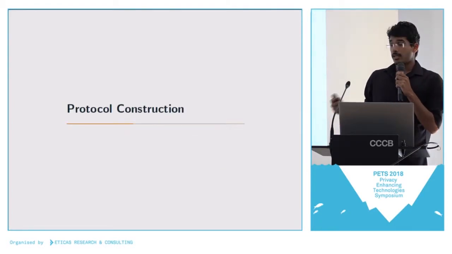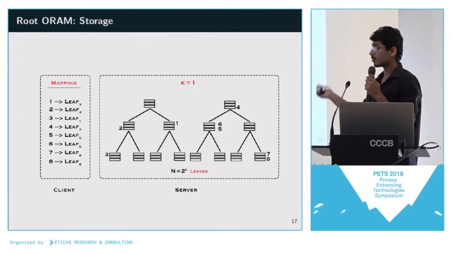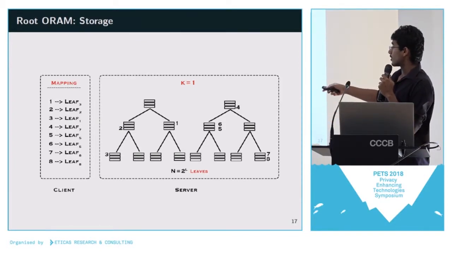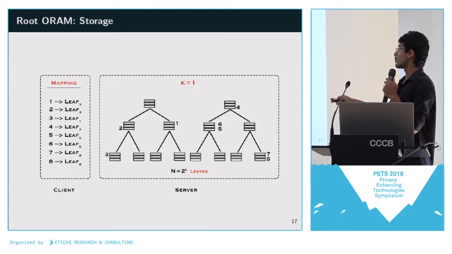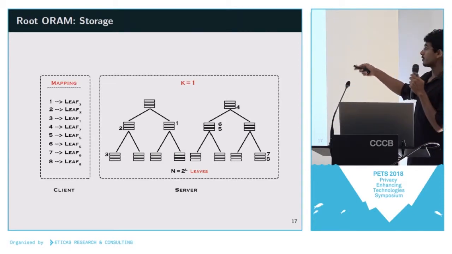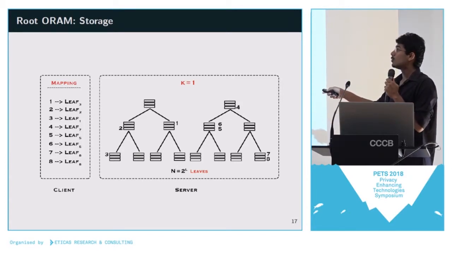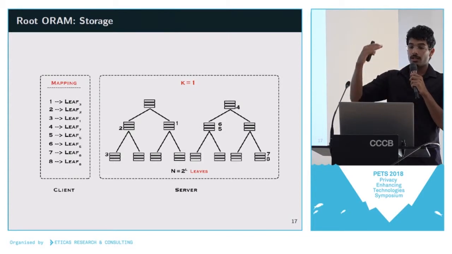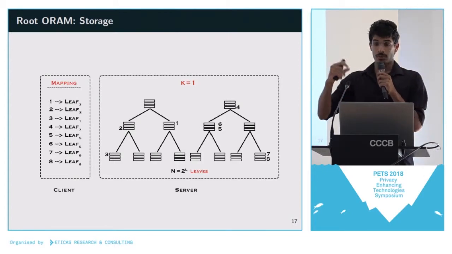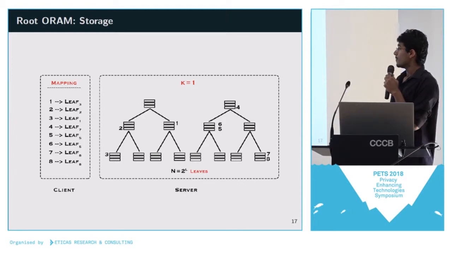So next I'll dive into the protocol construction. This is the setup of Root ORAM. On the server side, you have a number of binary trees. K is a parameter of the system, and for k equal to 1, you have two binary trees. Each node of a binary tree is called a bucket, and each one consists of multiple blocks, which is the smallest unit of data from the ORAM point of view.